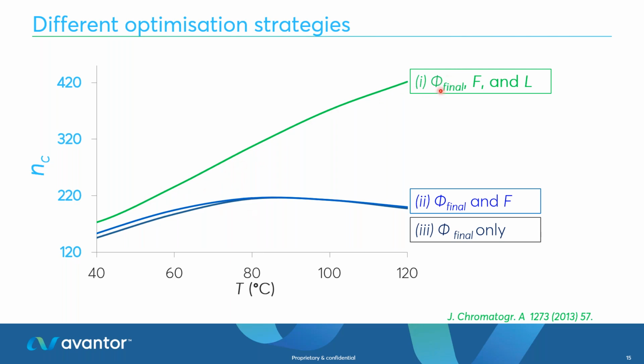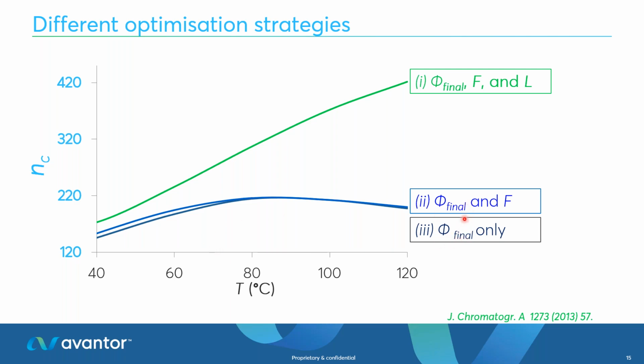So here we have that case scenario in green where we optimize the largest number of variables: the final mobile phase composition, the velocity, and the column length. Yes, we need to optimize the column length for small molecule separations, because you can see it clearly obtains a higher peak capacity than the other 2 case scenarios, where in blue we only optimize the final mobile phase composition and velocity, and in black only the final mobile phase composition.